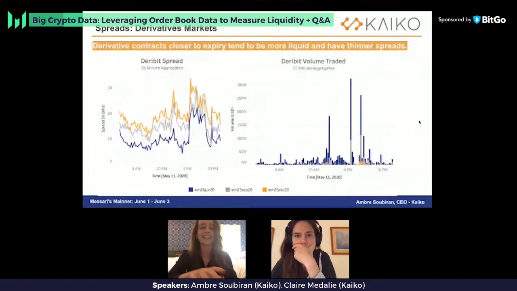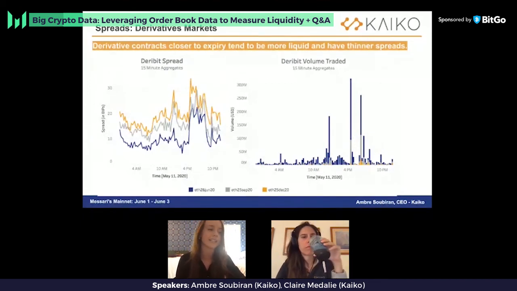So this, I think, is a really good example of natural market forces at work, showing that higher volume contracts are almost always the contracts closest to expiry, which is why the June contract has the highest volume, and conversely, the lowest spreads. Meanwhile, the December contract is very far off, and so it has very low trading volume, and it has the highest spreads.